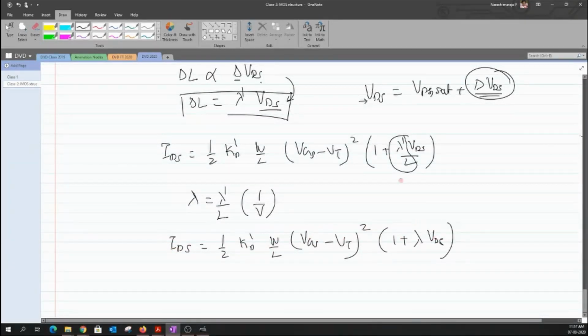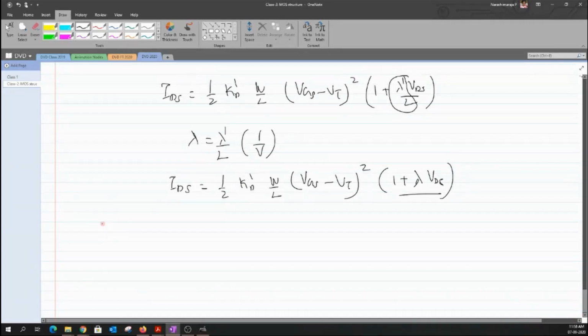Okay, so hope that you found the difference between the lambda prime as well as lambda. We call this channel length modulation. So now having got this expression, let us try to compare this expression with respect to a saturation current equation without channel length modulation.